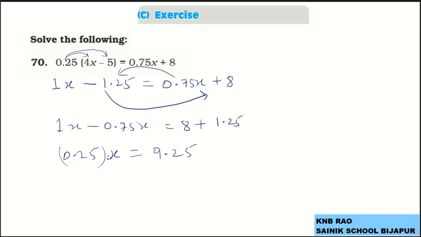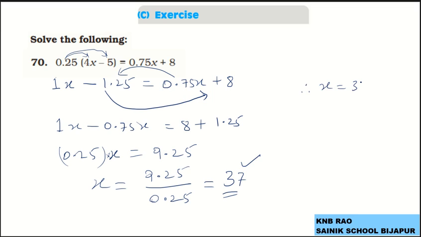Now this 0.25 is multiplied to x. So when it is transposed, it divides the right hand side 9.25. So 9.25 upon 0.25, you simplify it, you will get 37. You know how to solve it, these decimals and all you learnt in your earlier classes. So x equals 37 becomes the solution. Okay.